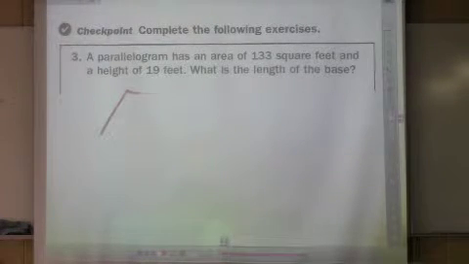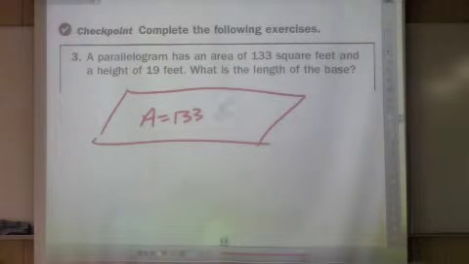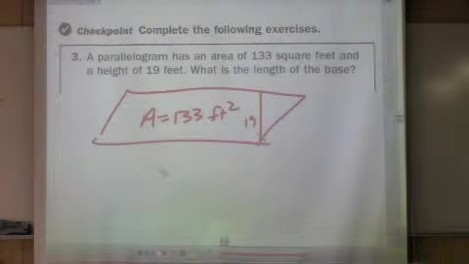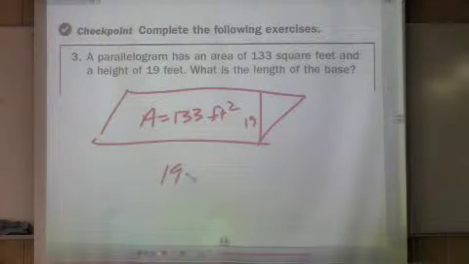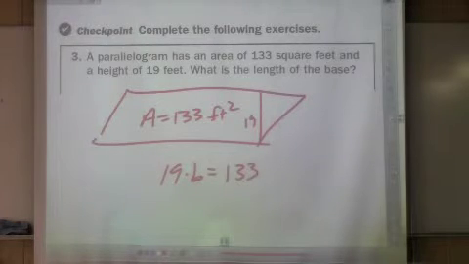Algebra: a parallelogram has an area of 133 square feet. Height is 19. How could I figure out the base? Just set up the equation for me. We don't need to actually solve it. Benj? 133 divided by 19. Yeah, 19 times the base, height times base. So yes, 133 divided by 19.